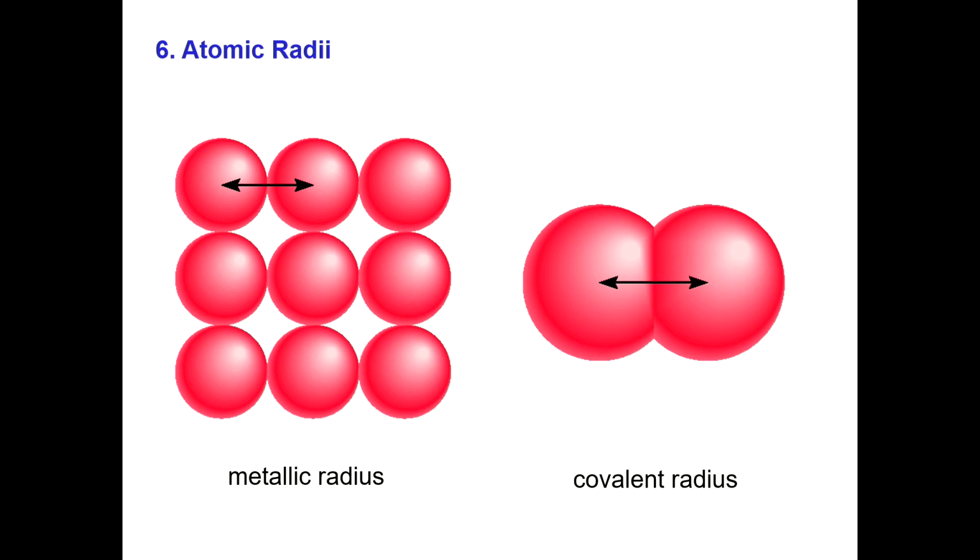In this case, we can only find the covalent radius, because they are covalent bonded. So this radius is different from the metallic radius. Okay, this is about atomic radius.